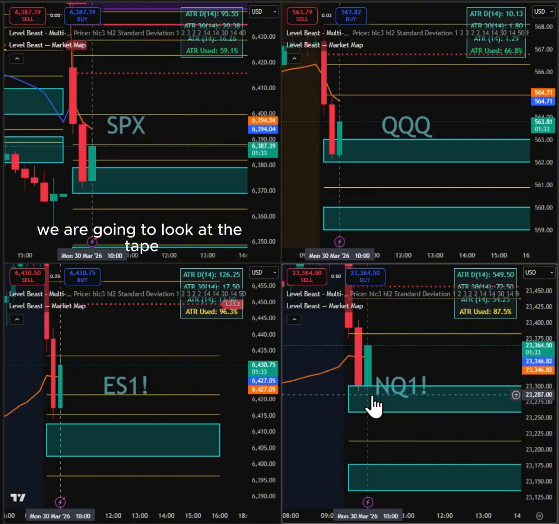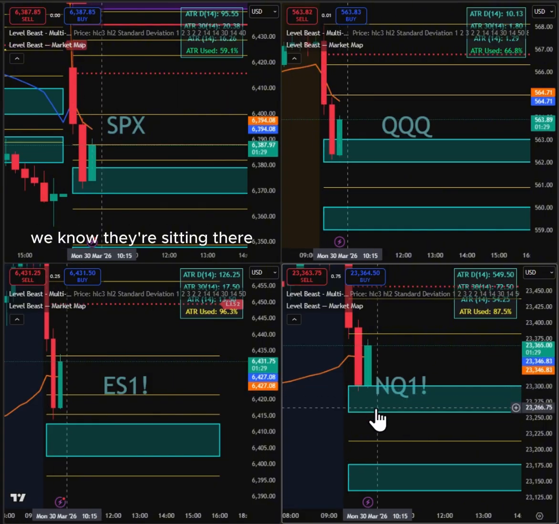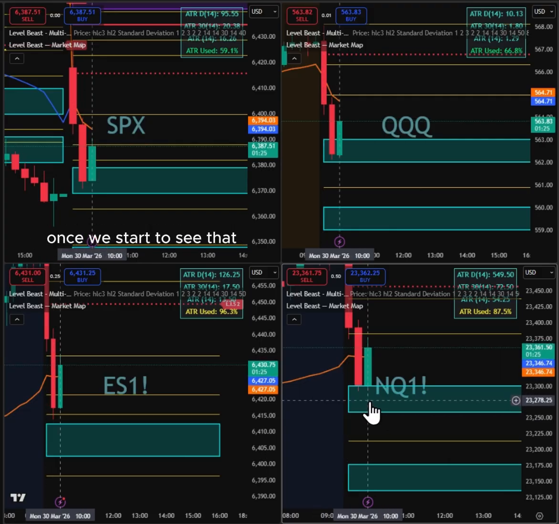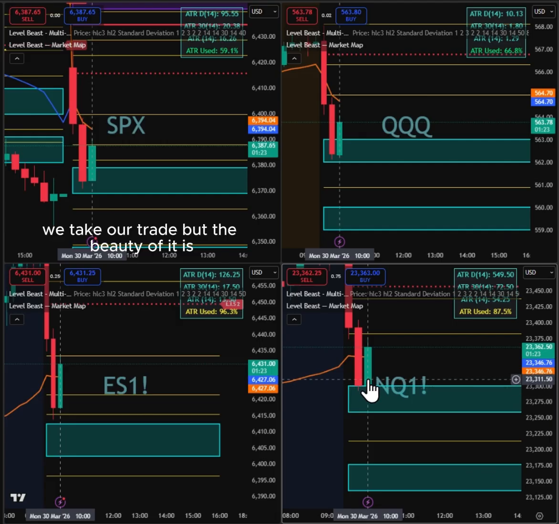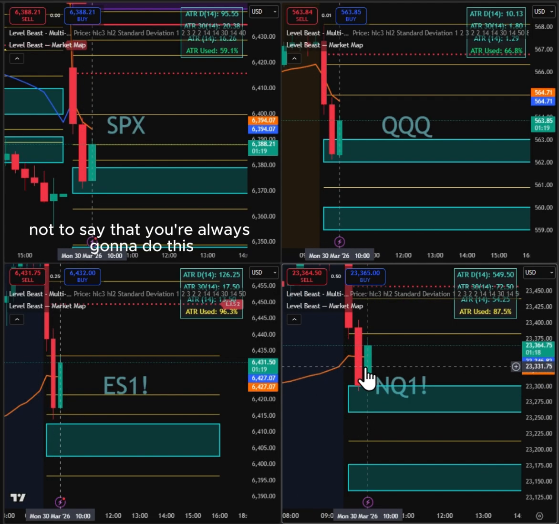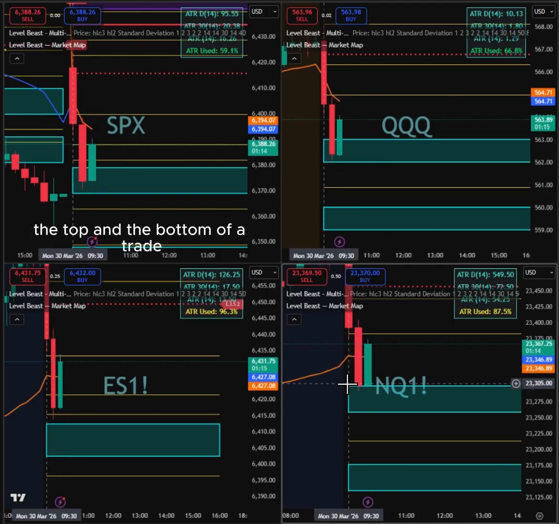We are going to look at the tape and verify that buyers, we know they're sitting there, are actually activated. Once we start to see that, we take our trade. But the beauty of it is, not to say that you're always going to do this, but have you ever wanted to catch the top and the bottom of a trade or get as close to perfect entry as you can?